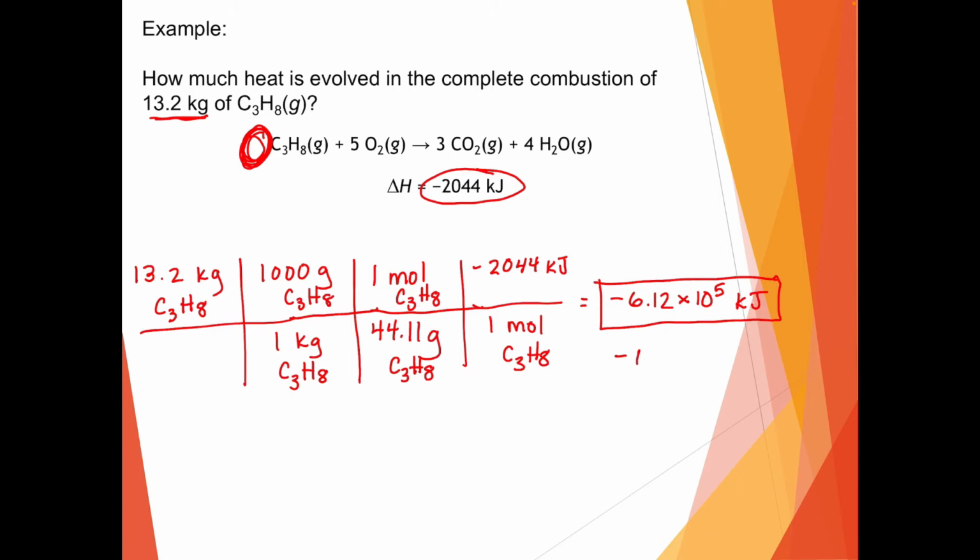If you don't like scientific notation, I'll write it down here as well. But that's a lot of energy that's being released. So this is how we would use our mole relationship to stoichiometrically calculate how much energy is being released during a reaction.